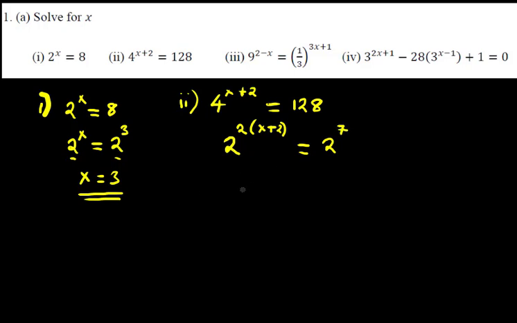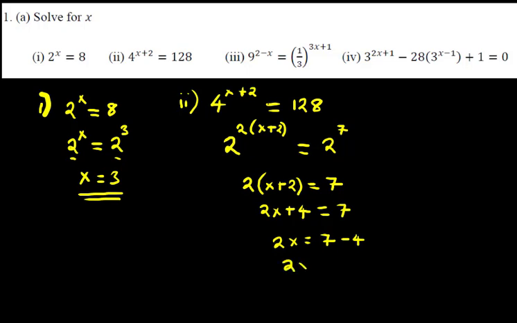Since the bases are the same, we can equate the powers. So that's 2 times x plus 2 is equal to 7. When we expand this, we have 2x plus 4 is equal to 7. Then this becomes 2x is equal to 7 minus 4, that's 3.